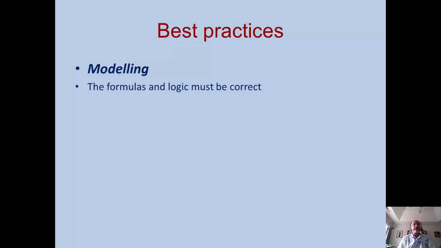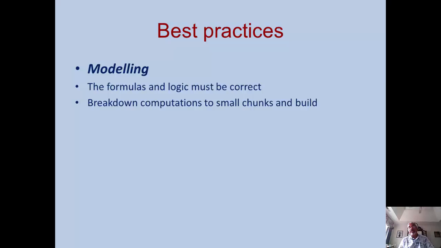Now, modeling itself, okay, of course you want to make the model accurate, so the formulas and the logic must be correct. So the model is correct and it does not have errors in the model. Now you break down complicated formulas into smaller chunks. If you have a formula that has many different parts to it, it becomes very, very difficult to understand. We'll look at an example like that. So you break the formula down to smaller pieces and arrange them one after the other, and then put them all together at the end. So that way the formulas will be more understandable.